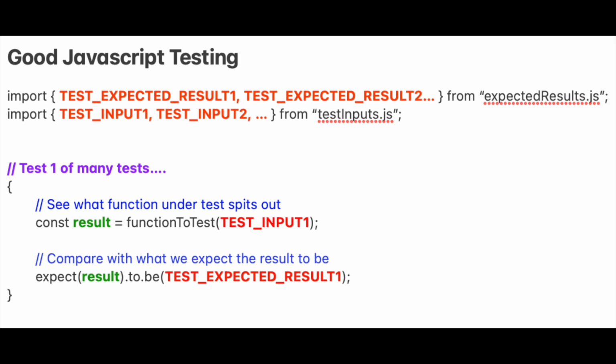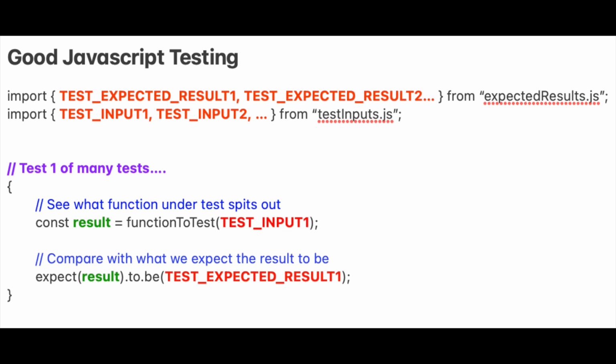So in this approach, you move the expected results and test inputs to another file. So if in this file we have potentially many tests, you won't have a file that's littered with lots of large data objects for inputs and outputs. So for example, let's say I want to understand test 1 of many tests in this file. So I plug in test input 1, which is imported from another file called testinputs.javascript, and I get a result. After I get a result, I'll compare it to test expected result 1, which is again from yet another data file. All those files contain data.